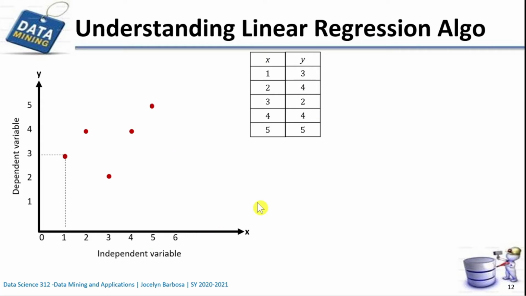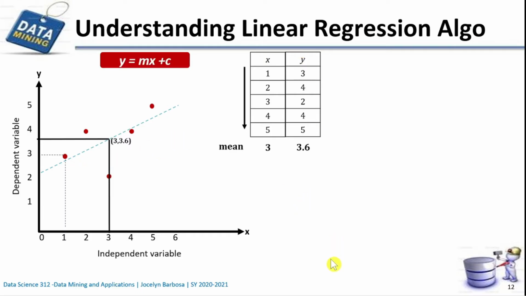Granting we have this, for us to get the regression line we follow the previous regression formula, y equals mx plus b. To get the slope, we get the mean of x, which is 3, and the mean of y here is 3.6. We can get the regression line based on this data by following this equation, y equals mx plus c.